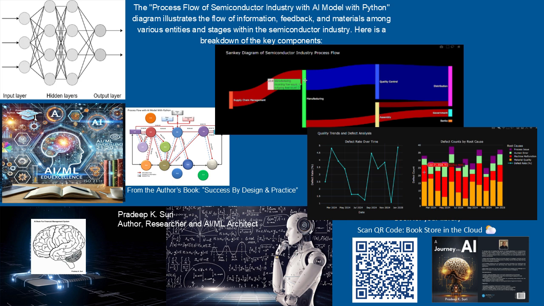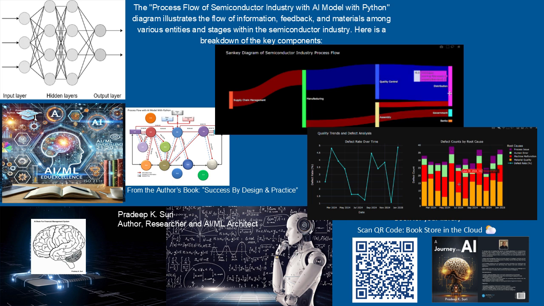Visual flow. The width of each flow indicates the relative importance or volume of materials at each stage. Each stage is interconnected, reflecting the complexity and interdependence of processes in the semiconductor industry. This diagram provides a clear visualization of how different stages in the semiconductor industry are connected, highlighting the flow and allocation of resources across the entire process. Example from the process flow in semiconductor industry.